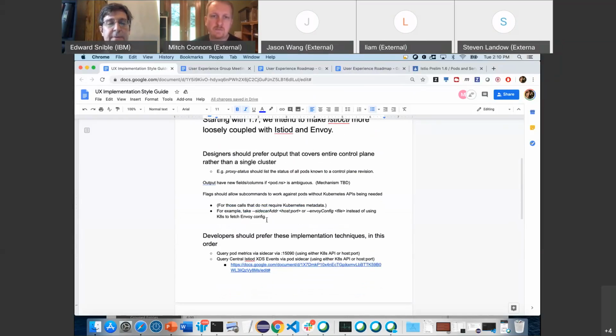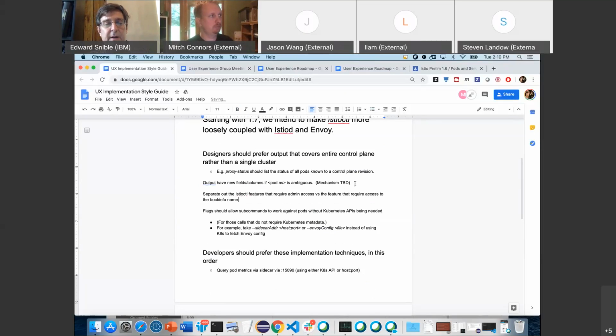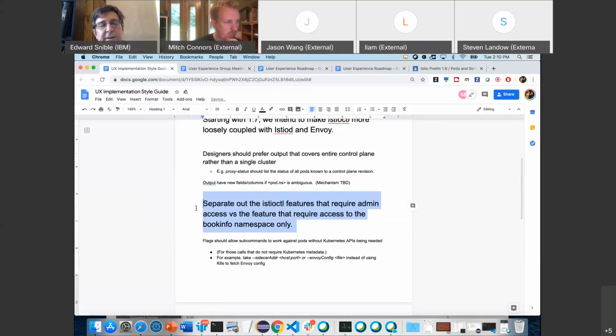I should add, up to the design point, that we should really separate out the Istio features that require admin access versus the features that require access to the book info namespace. Having that as a separate concern will let us make sure that we don't put too much power into a command that maybe doesn't really need it.